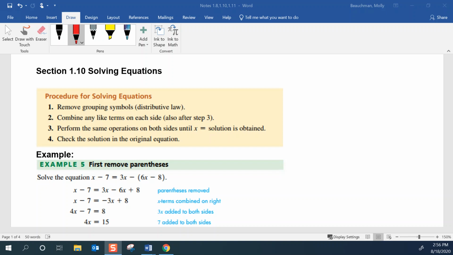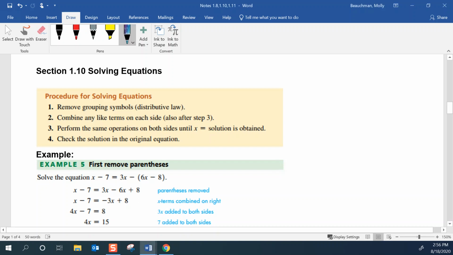In this video, we're going to take a look at section 1.10, solving equations. A review of the procedure for solving an equation: remember to first, step 1, remove the grouping symbols using the distributive law. Number 2, combine any like terms on each side. Number 3, perform the same operations on both sides until x equals a solution is obtained, if we're solving for x. Then check the solution in the original equation to make sure that you're right.